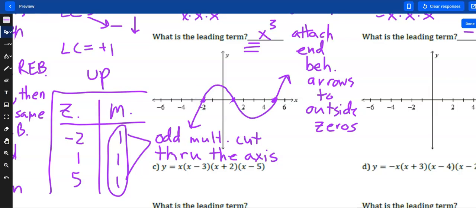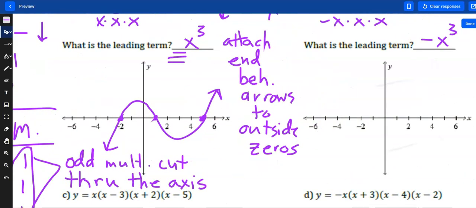Now, I want you to notice something. I did not get super picky about how high the little hill went or how low the little valley went, because I just want you to learn how to sketch these. We found the end behavior, we found the x-intercepts, we found the multiplicities, we drew the picture. So let's go to the next one and do the similar thing.